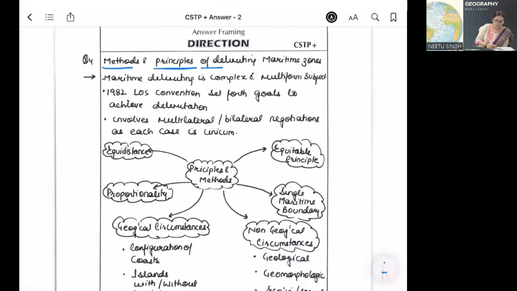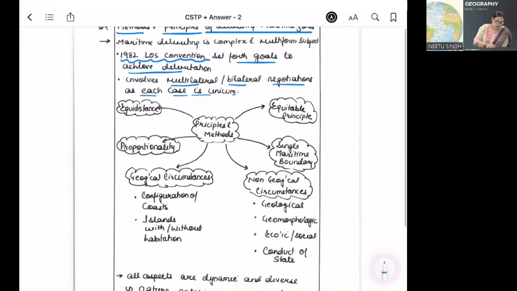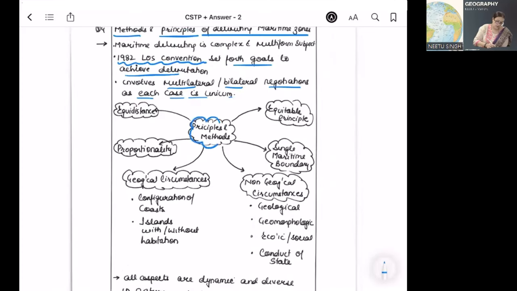Methods, principles of delimiting maritime zones. Start with the Law of the Sea Convention 1982, which amended 74-75. The goal to achieve delimitation involves multilateral and bilateral negotiation, as each case is unique. I cannot apply a common rule to all of them. And then comes, what are the principles and methods?